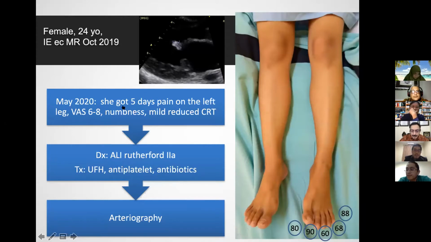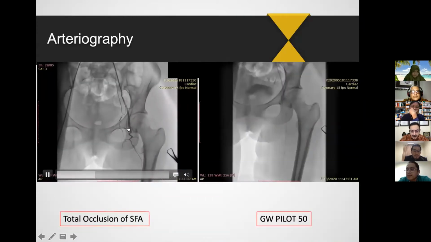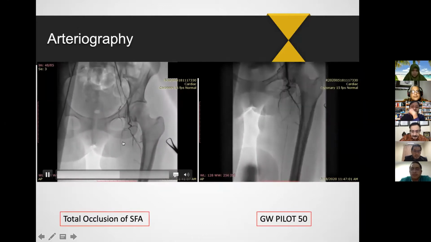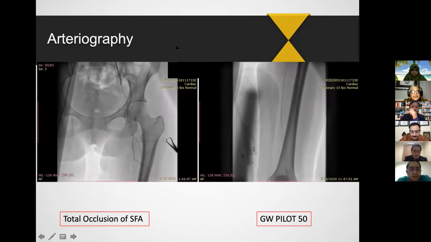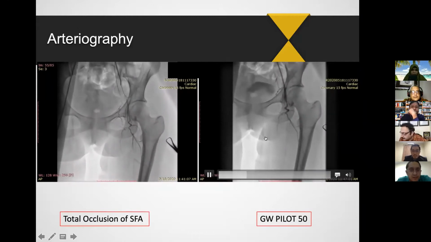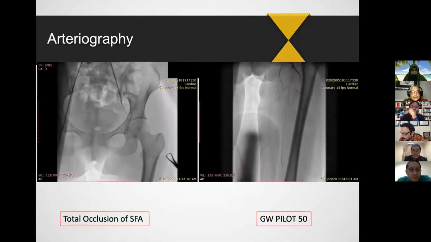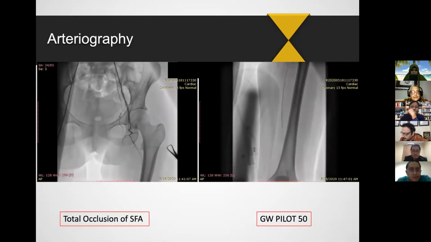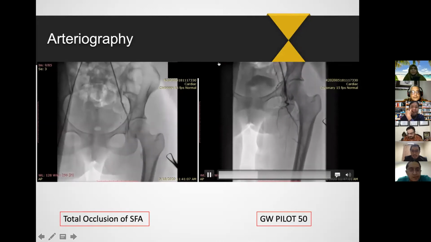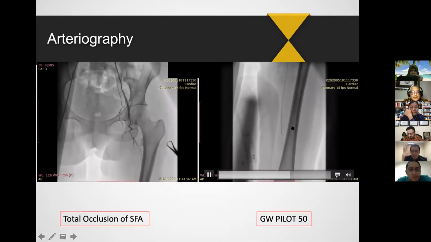This is the arteriography. We can see that there is total occlusion of the superficial femoral artery here. We decided to do balloon angioplasty because at that time we didn't have AngioJet yet, and we thought that catheter-directed thrombolysis has a higher risk of bleeding, so we just planned balloon angioplasty.